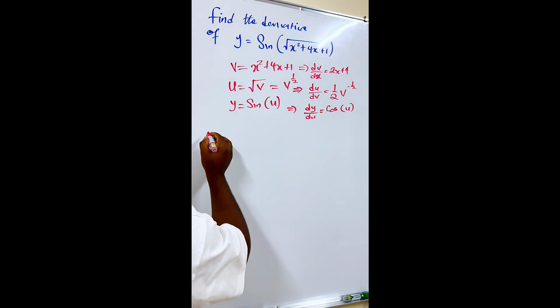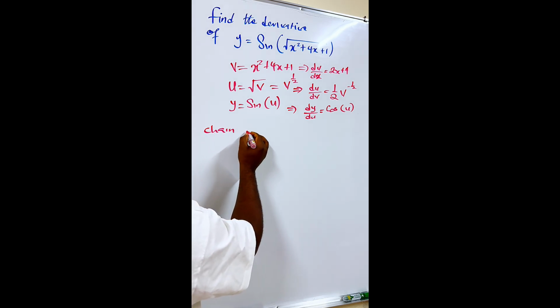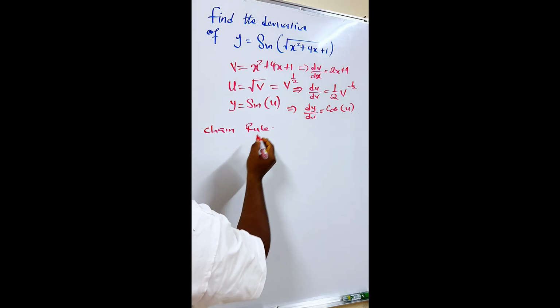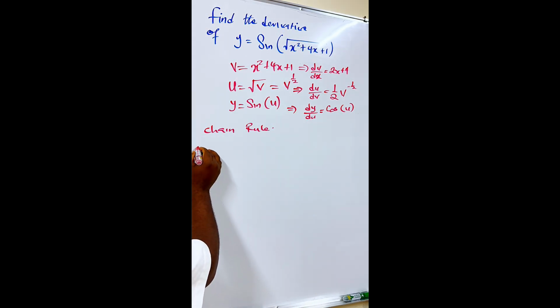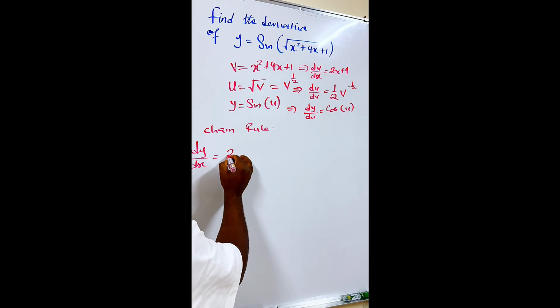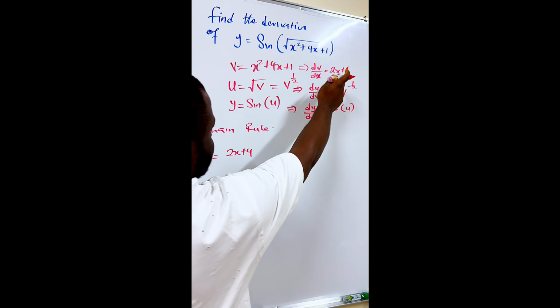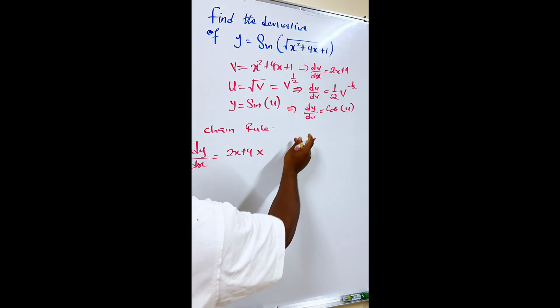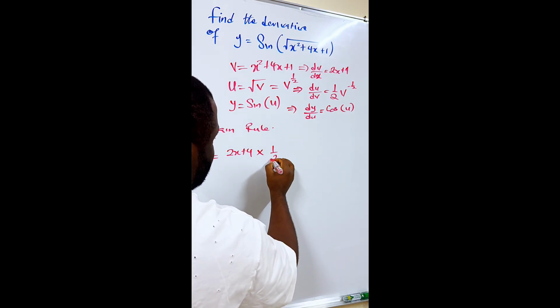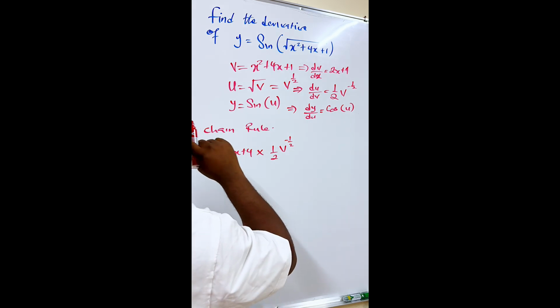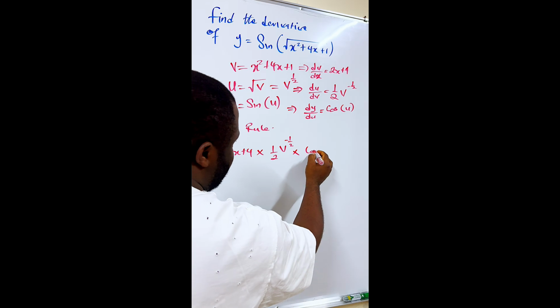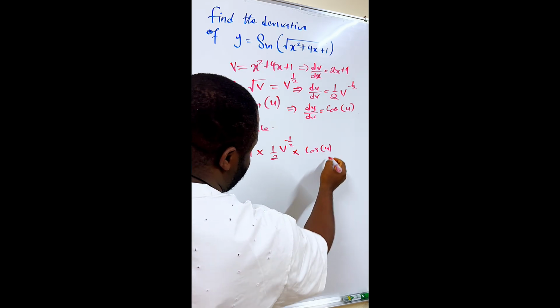Now let's apply the chain rule. So the chain rule is just to multiply all these derivatives. So you have dy/dx equals 2x plus 4, which is the first function, multiplied by half v to the power of negative 1 over 2, multiplied by cos u.